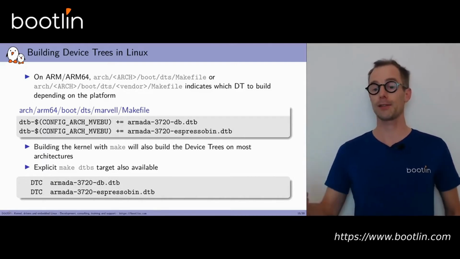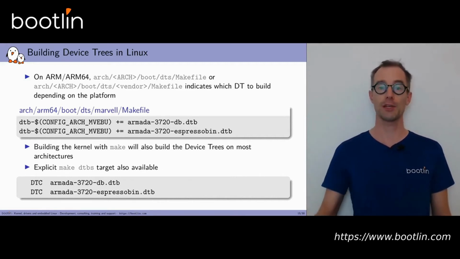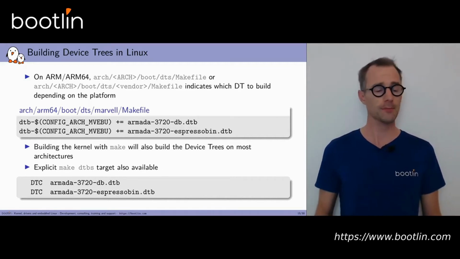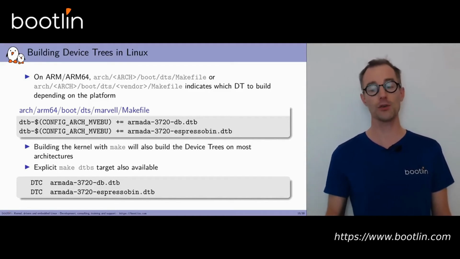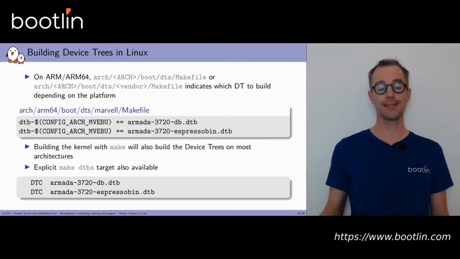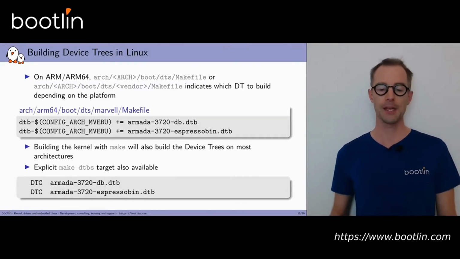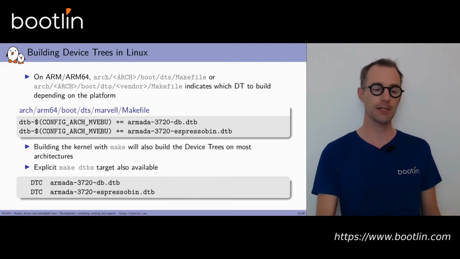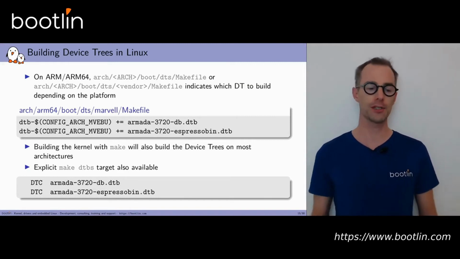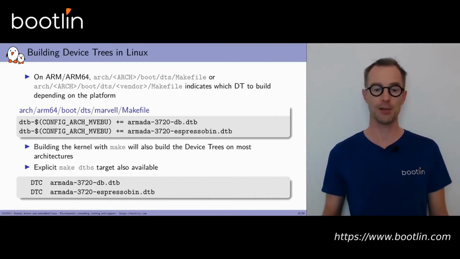So you will get, as the result of the kernel build, two DTBs corresponding to those two hardware platforms. If you run make to build your kernel, you would get those DTBs, but there is also an explicit make dtbs target that is available if you want to build just the DTBs. And during the kernel build, you would get messages like DTC and the name of the DTB, just like you can see the kernel building C files and sometimes assembly files as well.